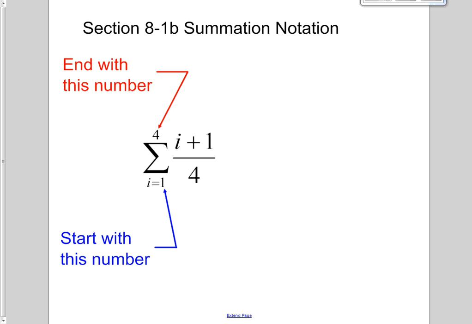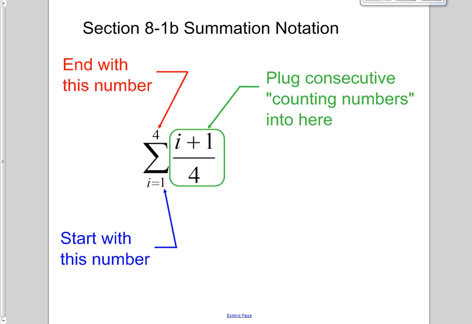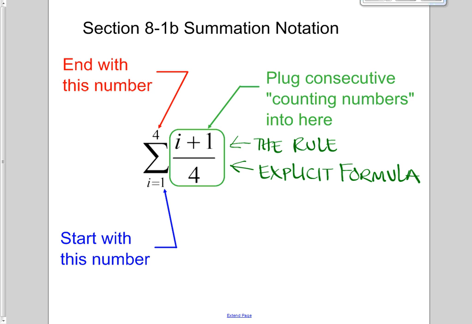And then we've got a 4 up on the top of the sigma that tells us where our summation is going to end. And then we've got the rule over here. So this thing sometimes is called the rule. We'll see that this is also called an explicit formula. But the idea is that we're going to take, starting with this number, see how it matches with the i, and we're just going to plug it directly in there to see what sort of value we get.